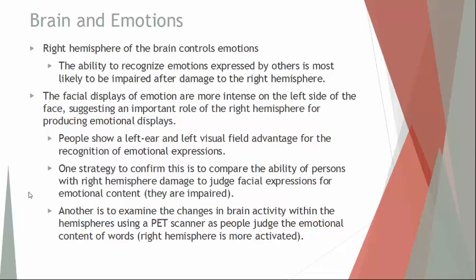Okay, another way to show this connection between the right hemisphere of the brain and emotional connection and brain activity in general is to use a PET scanner to judge the emotional content of words. Words like happy, sad, angry, scared, and see if there is more activity in the right hemisphere. And for most people, there is. And for people who can't recognize the emotional expression of someone's face and be able to distinguish what emotion they're expressing, that data will show that the right hemisphere is damaged or is impaired.